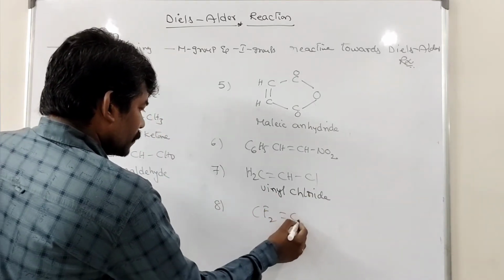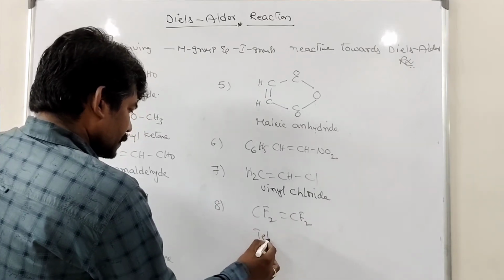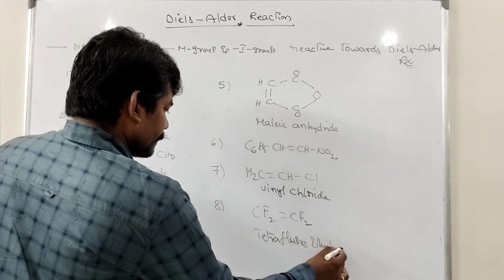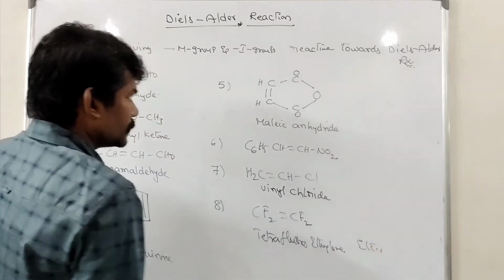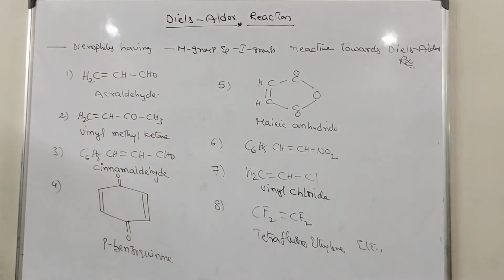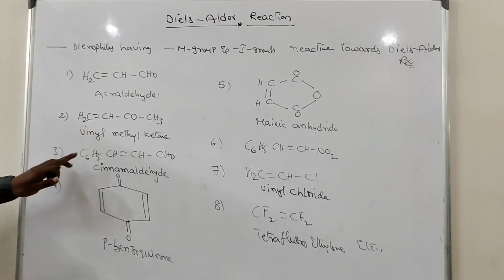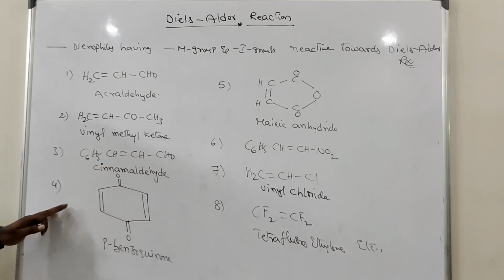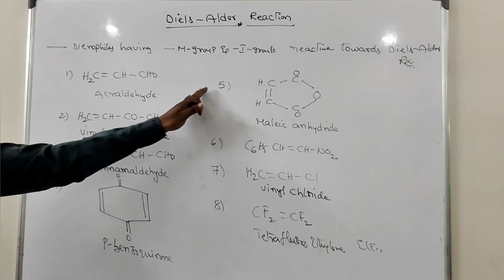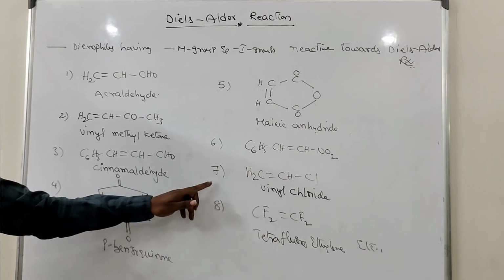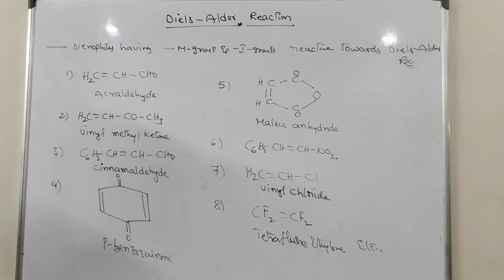Tetrafluoroethylene, CF2=CF2. These all act as dienophiles in the Diels-Alder reaction: acrolein, vinyl methyl ketone, cinnamaldehyde, alpha beta unsaturated aldehydes, para-benzoquinone, maleic anhydride, nitro compounds, vinyl chloride, and tetrafluoroethylene. These are dienophiles.